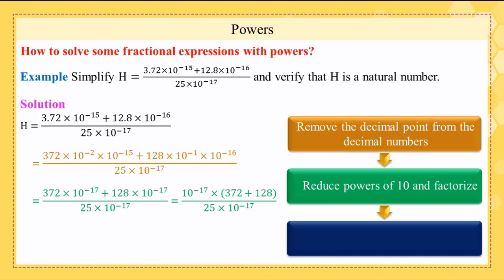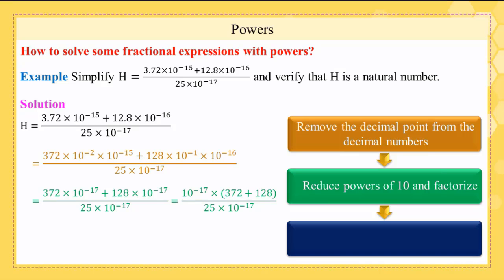10 power minus 2 times 10 power minus 15 is 10 power minus 17. Also, 10 power minus 1 times 10 power minus 16 is 10 to the power minus 17. So we get h as follows: 372 times 10 power minus 17 plus 128 times 10 to the power minus 17, all over 25 times 10 to the power minus 17. After that, we factorize. So we take 10 power minus 17 as a common factor. Thus, we obtain 10 power minus 17 times 372 plus 128 all over 25 times 10 to the power minus 17.